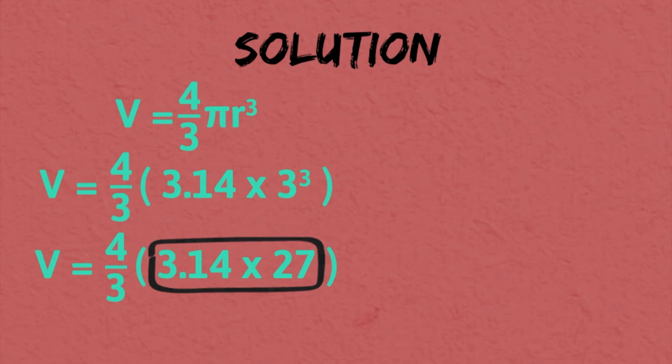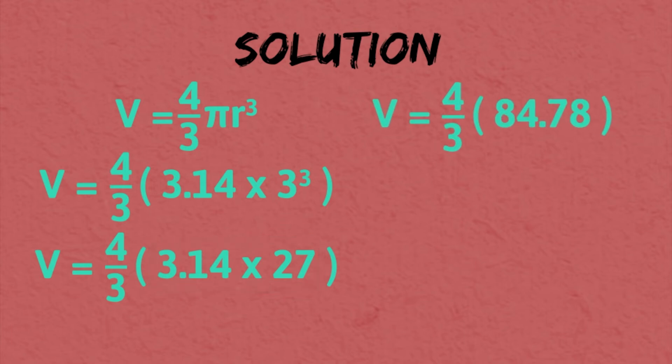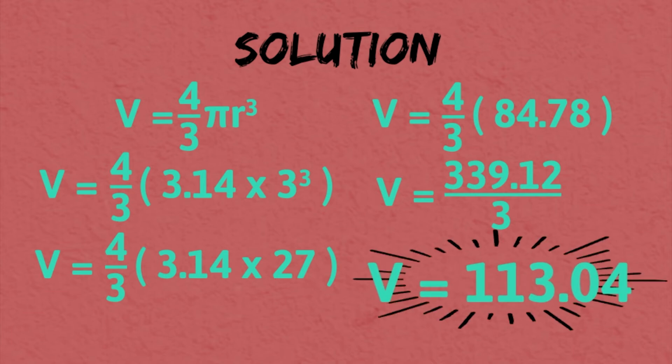3.14 times 27 is equal to 84.78. We can then write it as volume is equal to 4/3 times 84.78. The next thing we need to do is multiply 84.78 by 4. 4 times 84.78 is equal to 339.12 over 3. We can then write it as volume is equal to 339.12 over 3. 339.12 divided by 3 is equal to 113.04.